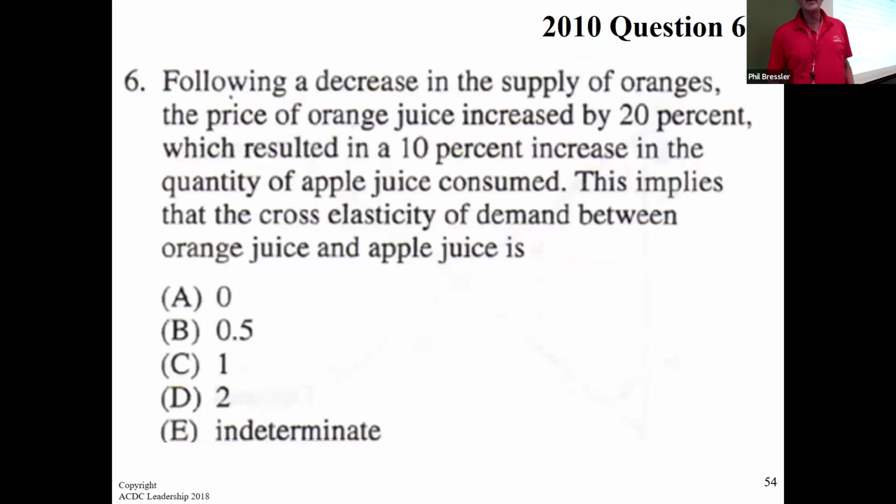All right. Following a decrease in the supply of oranges, the price of orange juice increased by 20%, which resulted in a 10% increase in the quantity of apple juice consumed. This implies that the cross price elasticity of demand between orange juice and apple juice is, give you a minute.